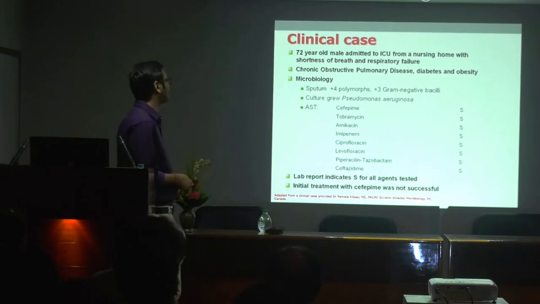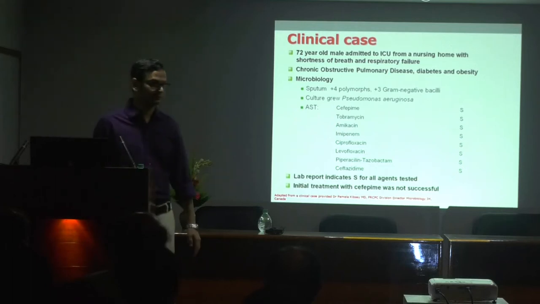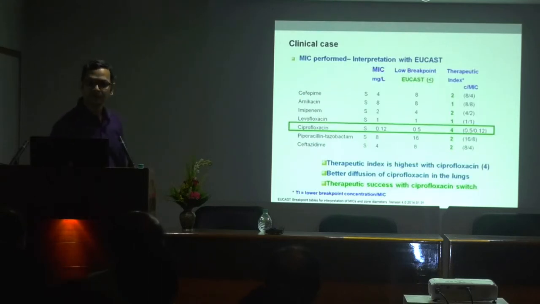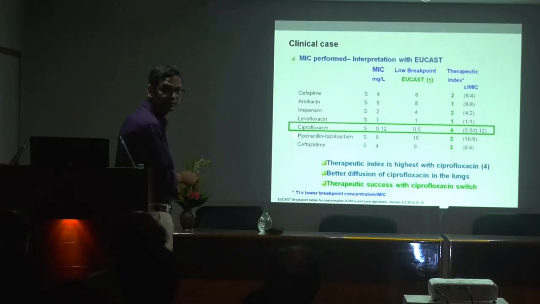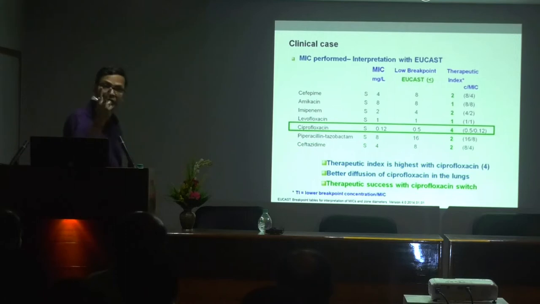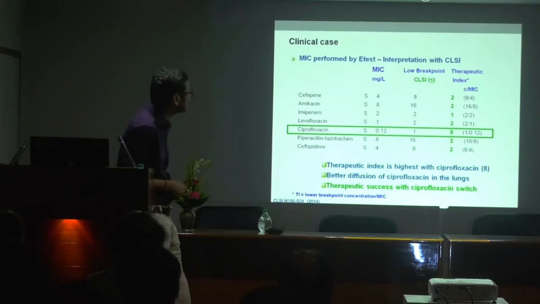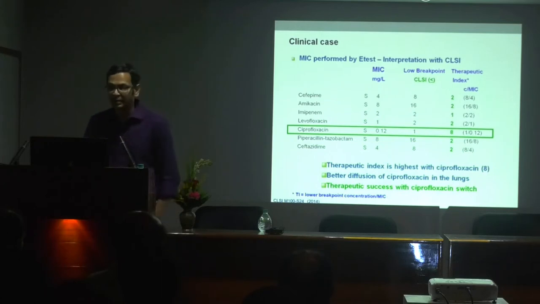Most dangerous thing. So again, a COPD patient case. Pseudomonas. Polymorphs are there, gram-negative bacilli, sensitive to all, started with cefepime, without any clinical response. Why? Now here comes the role of this breakpoint. See, among all the drugs, you can have the highest therapeutic index in case of cefepime. So if you divide 0.5 by 0.12, can you have the highest therapeutic index? There are two different types of breakpoint, definitely, one from EUCAST, that is from CLSI. Again, in both cases we have a higher therapeutic index, and ciprofloxacin has got better penetration in lung tissue.